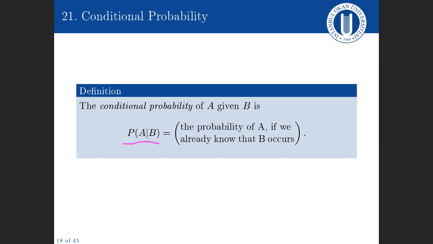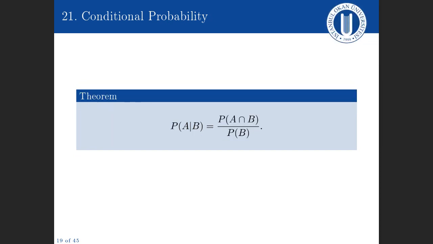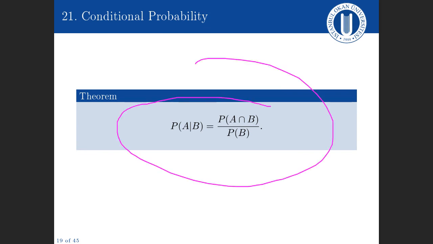And we have a formula to calculate this. The conditional probability of A given B is equal to the probability of A intersection B divided by the probability of B. In this chapter, we're going to be using this formula. This is one of the ones to remember.